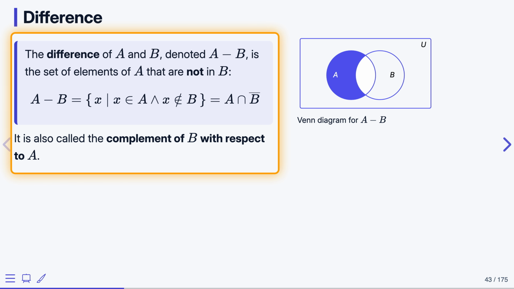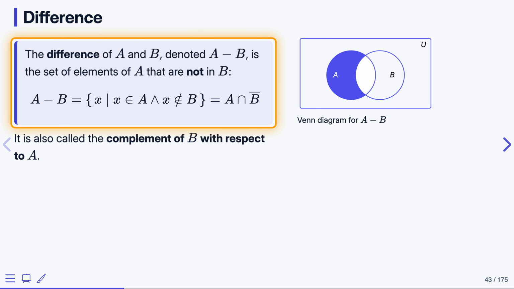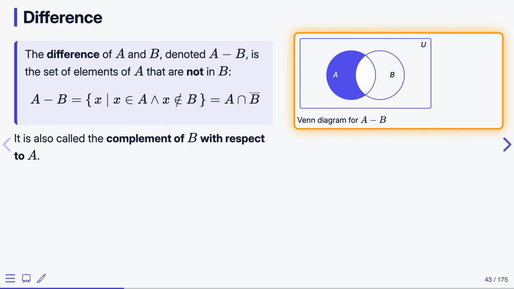The difference of A and B, written A minus B, is the set of elements that are in A but not in B. In symbols, the set of x such that x is in A and x is not in B. There is a neat second form. A minus B equals A intersect the complement of B, so in A but not in B is the same as in A and in not B. For this reason we also call it the complement of B with respect to A. In the Venn diagram, we shade the part of circle A that does not overlap B, the left crescent of A only.